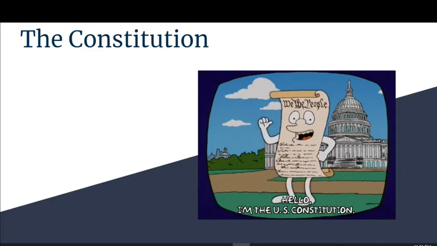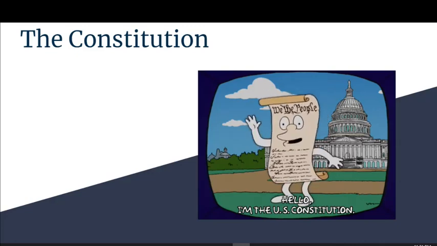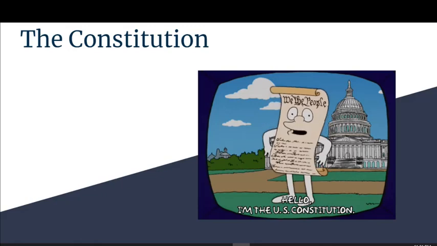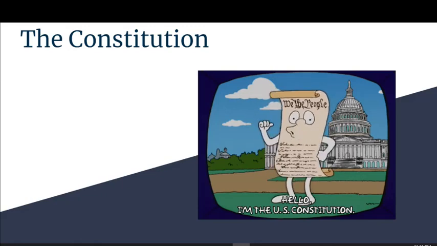Hello everybody, today I'll be covering Chapter 1 in the AMSCO United States Government and Politics AP Edition book. This chapter is focusing on the Constitution and what the components of the Constitution are, how we created the Constitution, and what influenced the writers, or the founding fathers, to write this document.